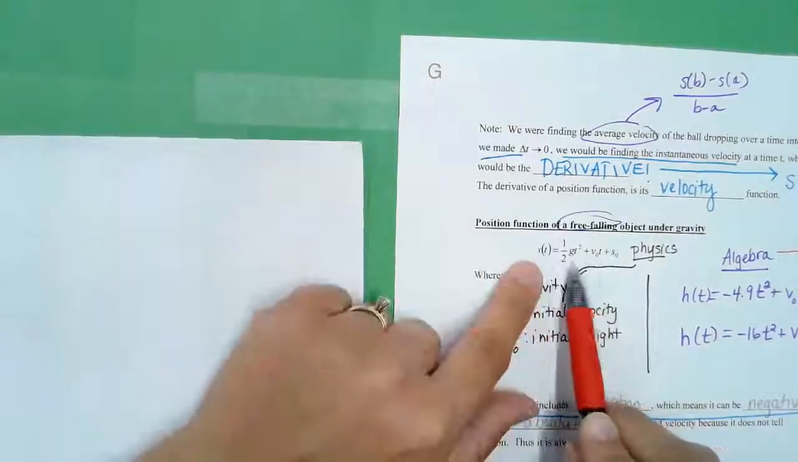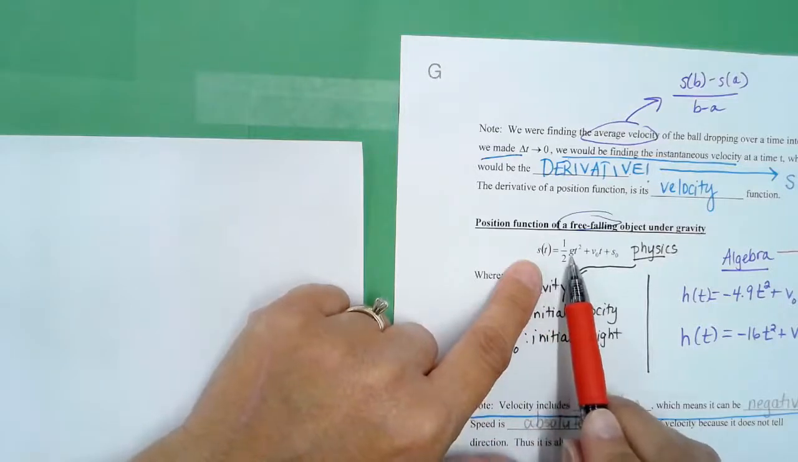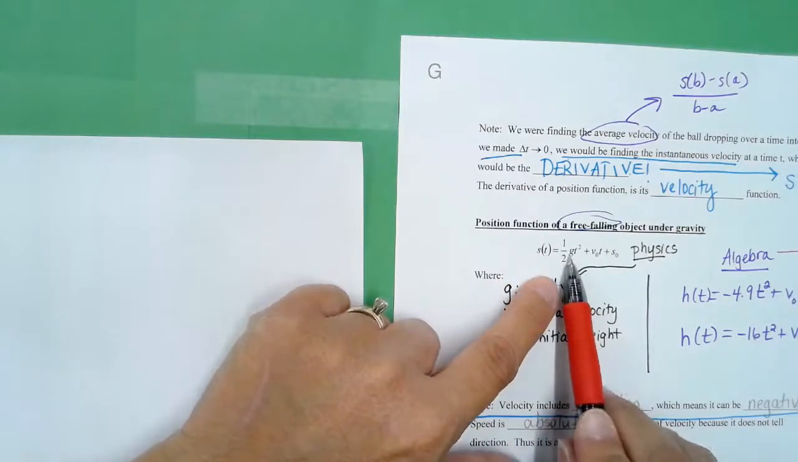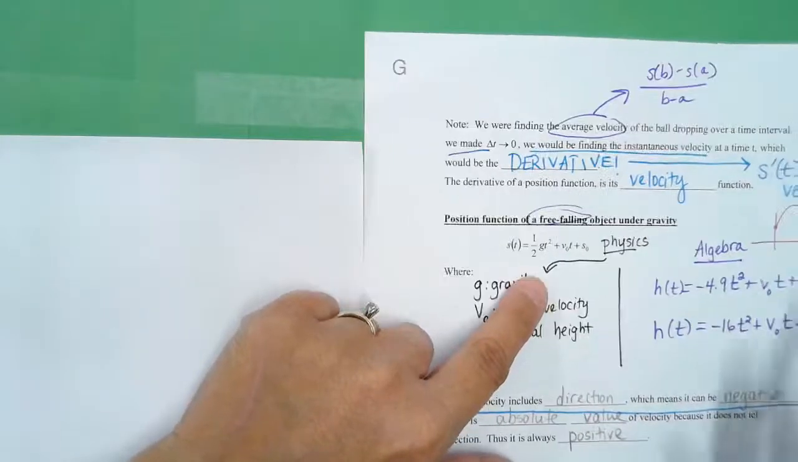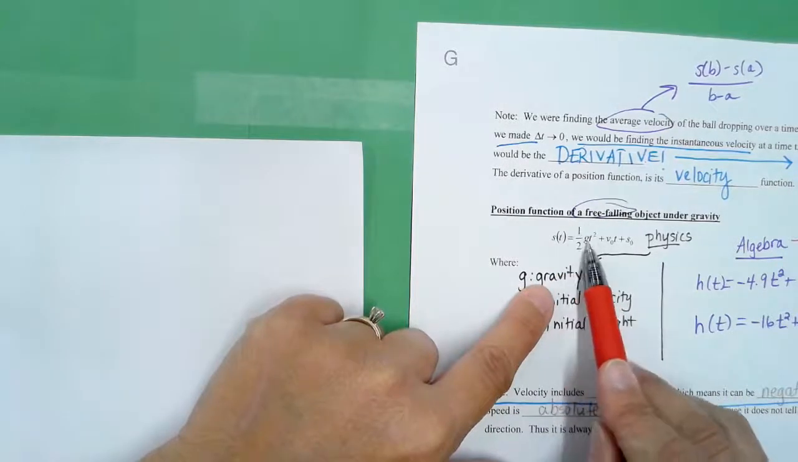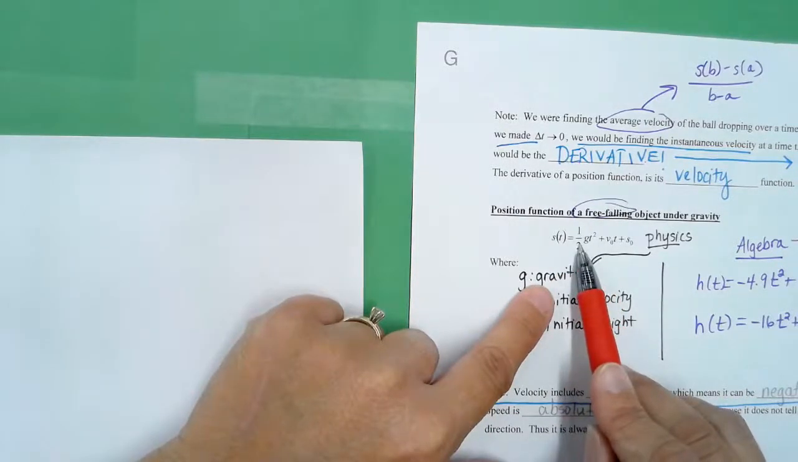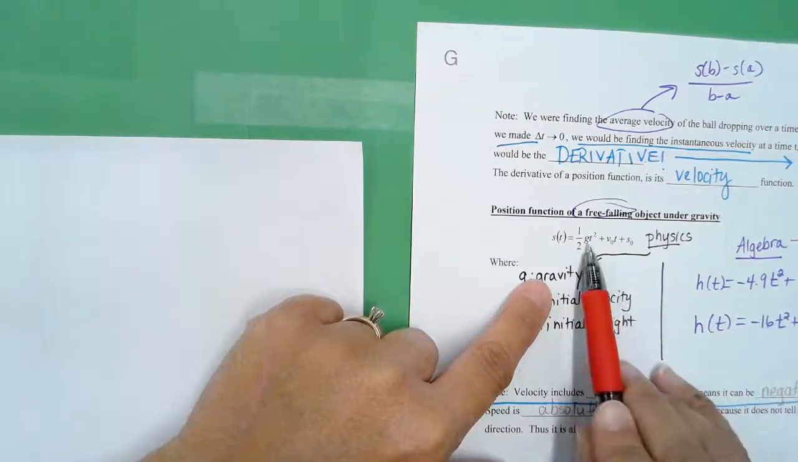So in physics, this was the formula that you were presented with for free-falling objects, because there's that extra value for gravity. And in calculus, we only talk about stuff pretty much on the surface of the Earth. And this g and this 1/2 will become a product, and that's how you get the negative 4.9 and the negative 16, depending on the gravity.